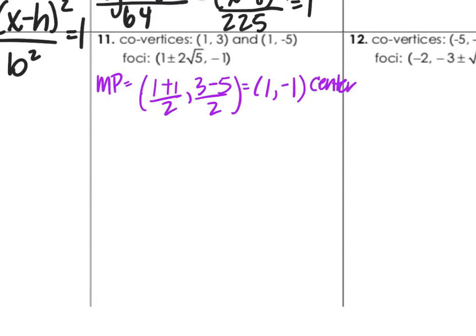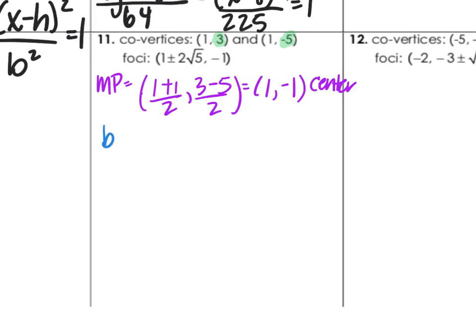Now we can look to the co-vertices, and we can look to the y's. Notice we can't look to the x's because the x's are both 1, and there's no change in the x's. But we can look to the y's to find b. Remember, co-vertices are going to give you b, vertices are going to give you a.